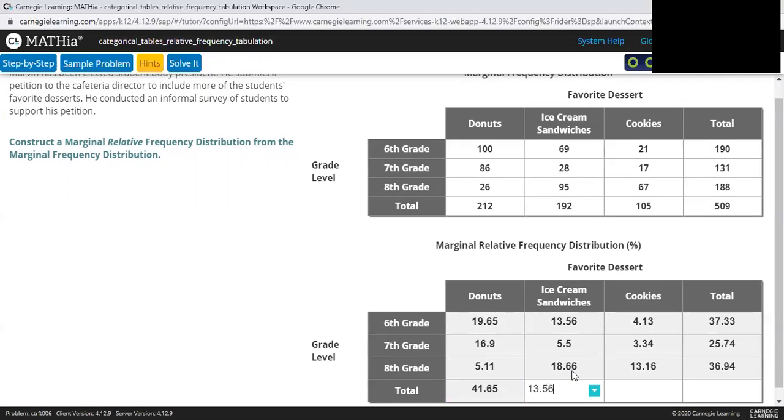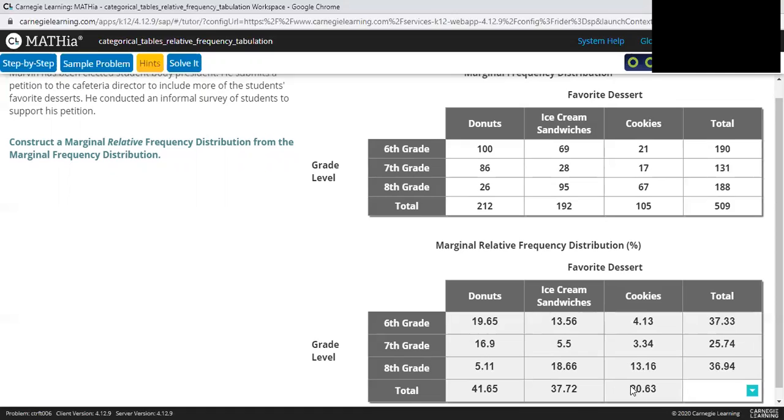Now we're going to add these three numbers. 13.56 plus 5.5 plus 18.66, 37.72% prefer ice cream sandwiches. And then my last column, 20.63% prefer cookies.